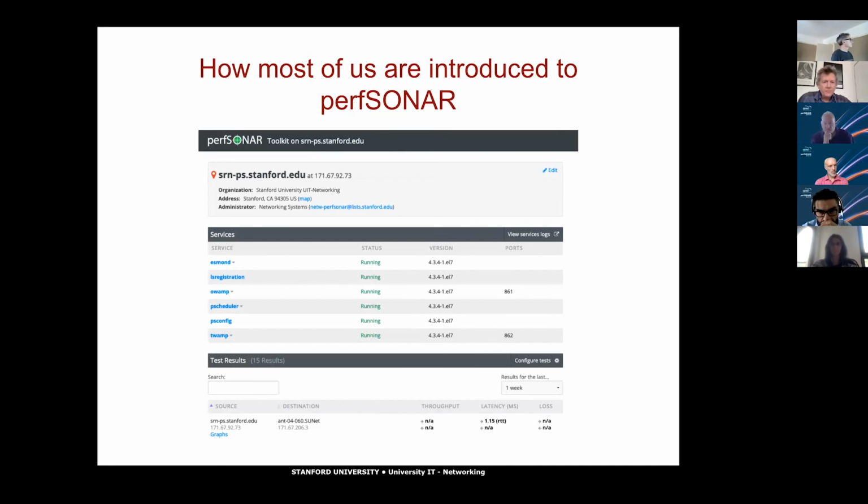But why do this? Well, one of the first things is that when I first started looking at perfSONAR issues, the first view of perfSONAR that you see, of course, or almost always, is this type of view.